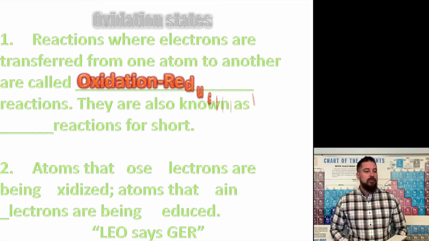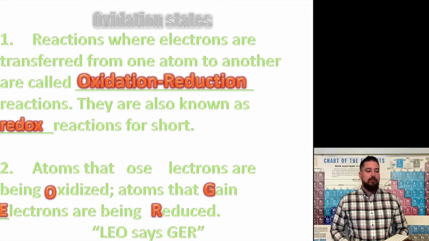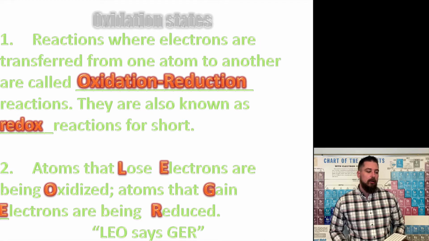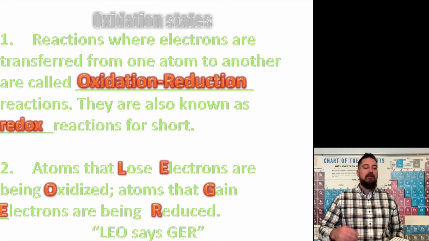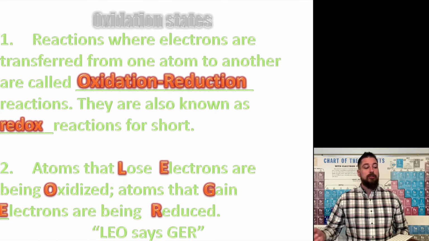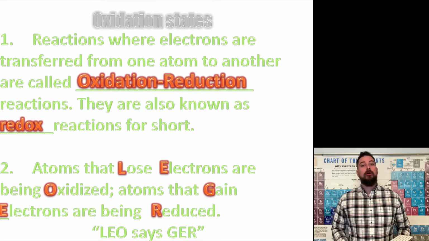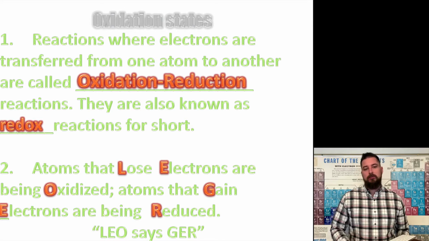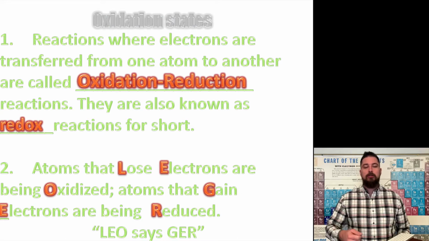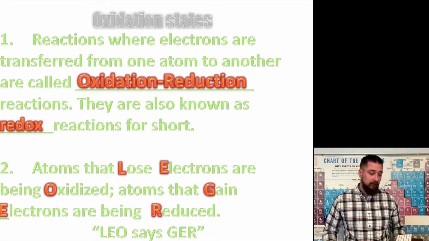So reactions where electrons are transferred from one atom to another are called oxidation-reduction reactions, also known as redox reactions for short. Something to keep in mind is that atoms that lose electrons are being oxidized. Notice that it says LEO. Atoms that gain electrons are being reduced. LEO says GER helps us remember what is being oxidized and what is being reduced. If something loses electrons, it's oxidized. If something gains electrons, it's reduced. And that's how we can determine if something is oxidized or reduced.